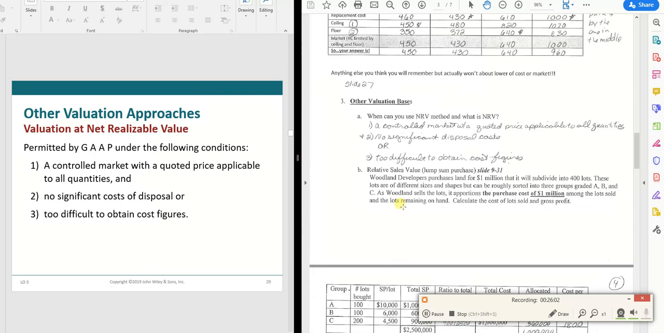Okay, so I'm going to actually stop here because we're down to 26 minutes, and I think that's a good place to stop and cut off. We will start at relative sales value lump sum purchase next time.